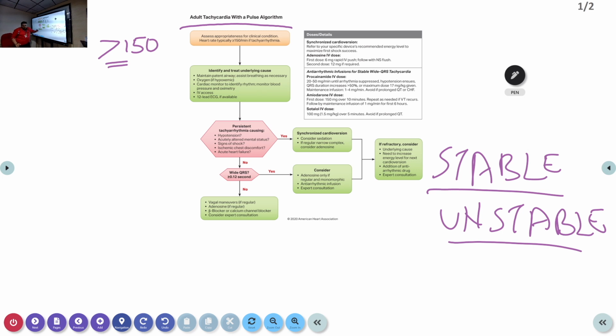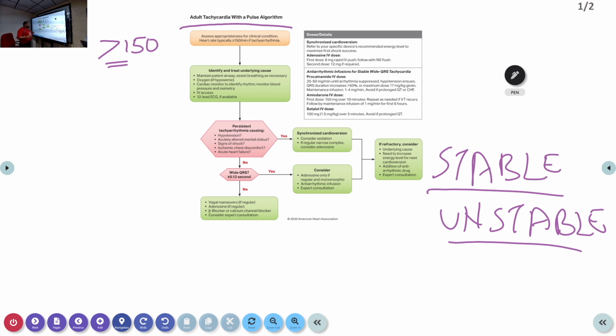Whatever we have done, we have given oxygen to the patient, corrected the hypoxia, and checked the blood pressure. If there is hypotension, we need to give IV fluids. Basically, hypotension can cause tachycardia. So if hypotension is associated, you have to give them IV fluids and bring up the blood pressure, so the heart rate will come down.